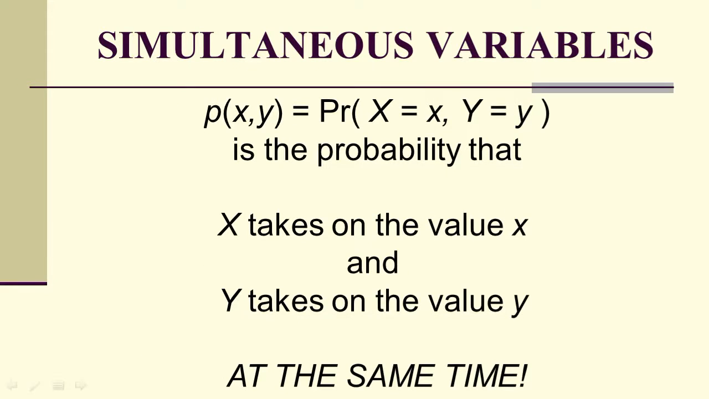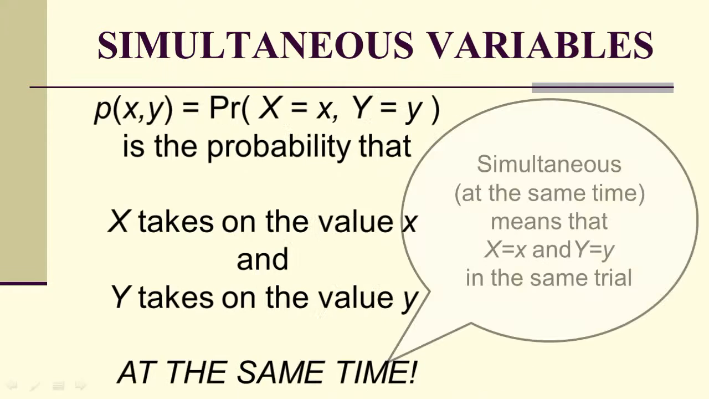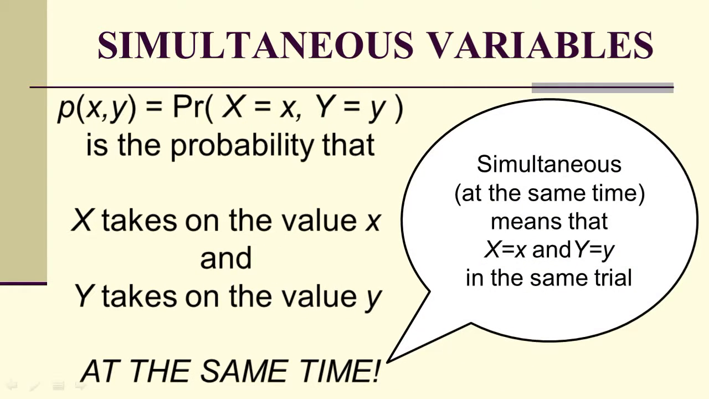So let's elaborate on that. P of xy is the probability that X equals x and Y equals y. That's the joint distribution of X and Y. And it's the probability that capital X is equal to little x and capital Y is equal to little y at the same time. And what does at the same time mean? Simultaneous, we mean in the same trial.